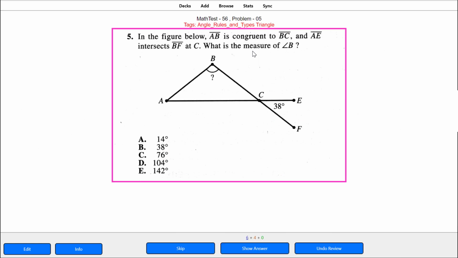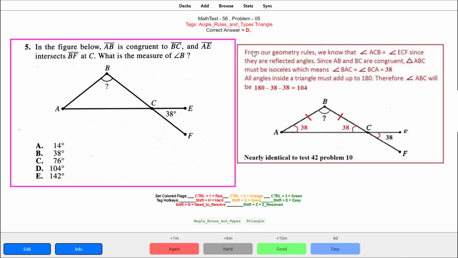In problem number 5, we're given triangle ABC, and we also are told that AB is congruent to BC. So that tells us this is an isosceles triangle. We start out with 38 at angle ECF. It mirrors over to the other side. We put 38 there because it's an isosceles triangle, so the other side is 38. And then we set up 180 is equal to 38 plus 38 plus angle B.